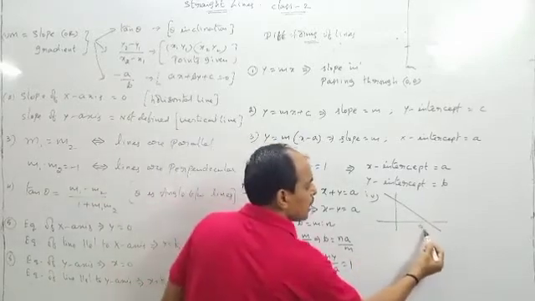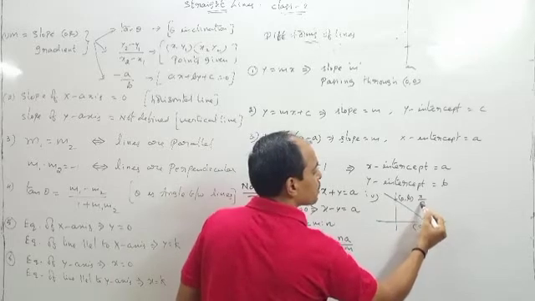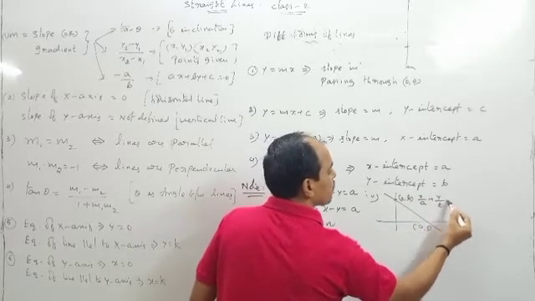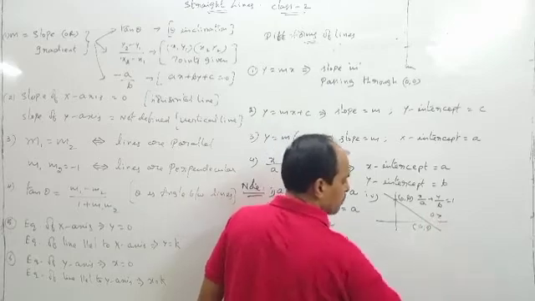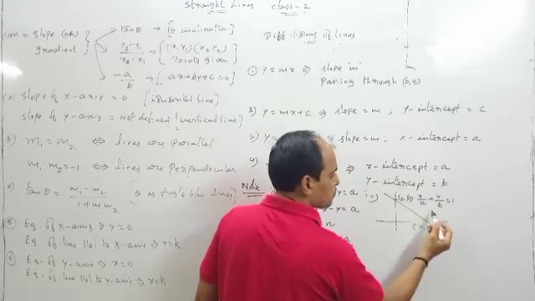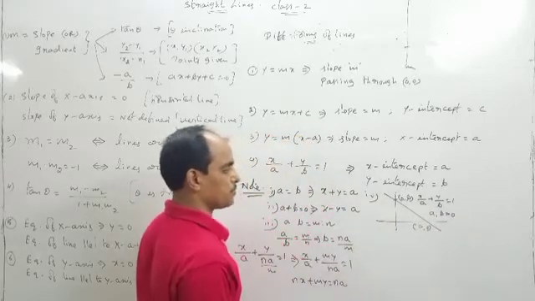This is (a, 0) and (0, b). What is the equation of this line? x/a + y/b = 1. Here a, b both are positive. I am taking these two as positive, that is, in the first quadrant.